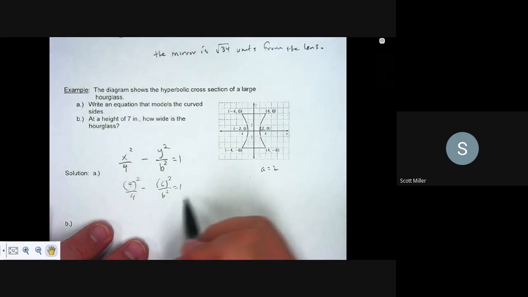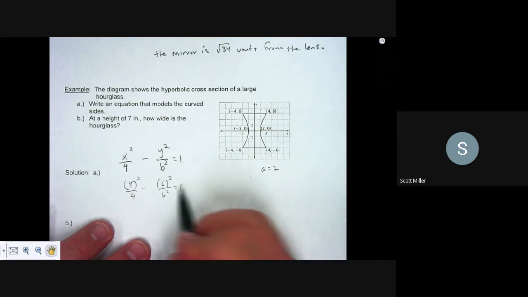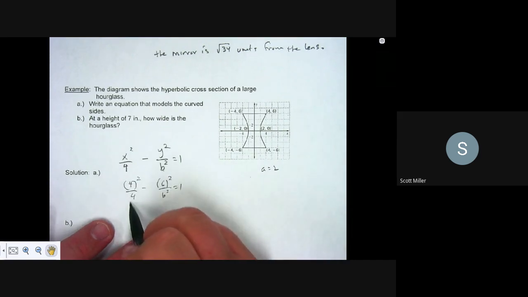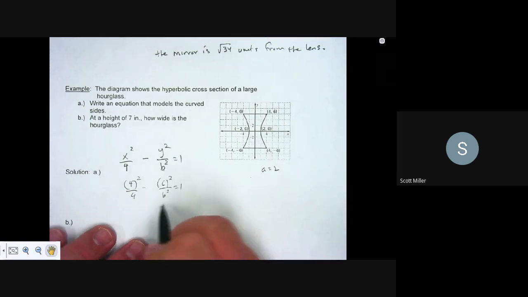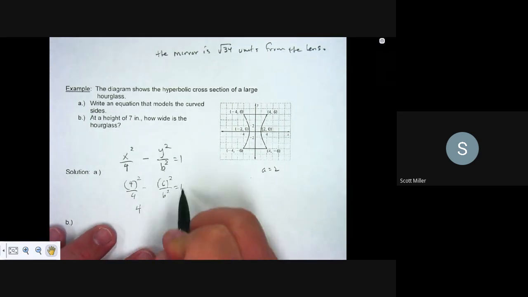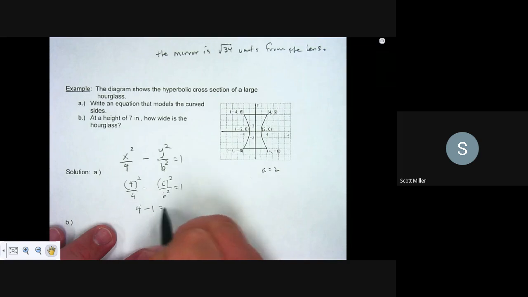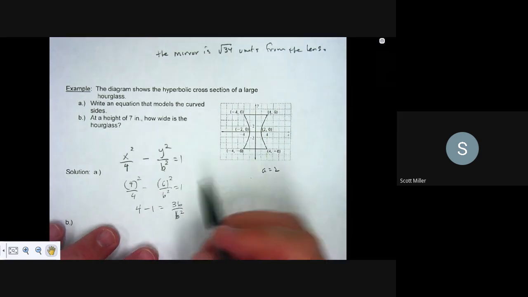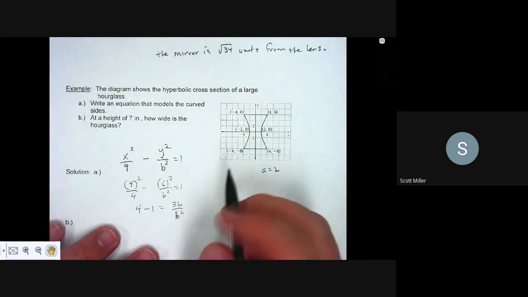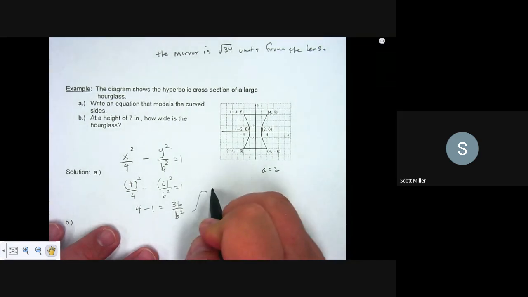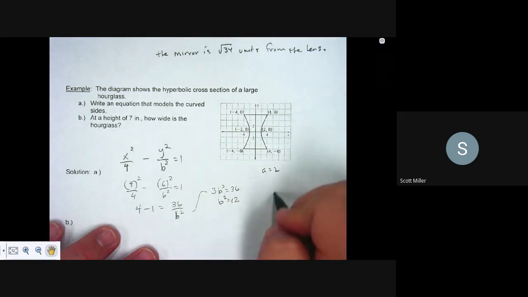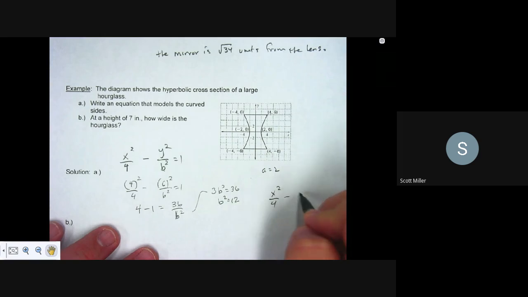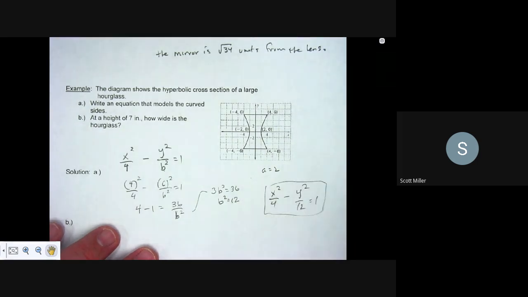And then as I solve this for b squared, this right here is just going to be a 4. So this becomes 4, and then move that over. Minus 1 is 36 over b squared. Then I can cross multiply and get an answer. So this becomes 3b squared is 36, and so b squared is 12. And I get x squared over 4 minus y squared over 12 equals 1. So that would be the equation of the hyperbola.